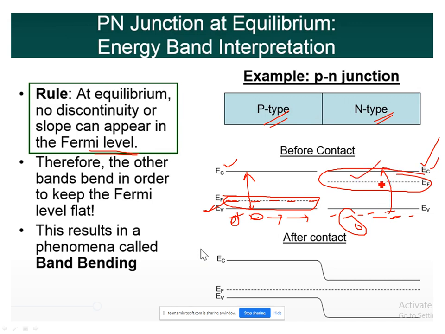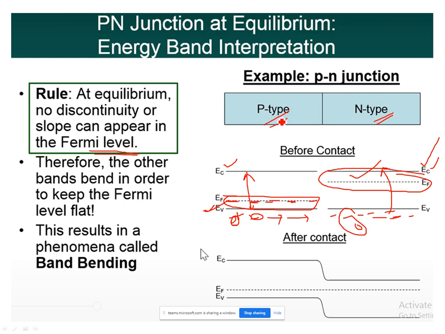Why? Because electrons are the majority carriers, right? So this thing is very clear. What the dashed line is indicating is the Fermi energy level. What is the Fermi energy level? Fermi energy level is nothing but the probability of finding the electron.